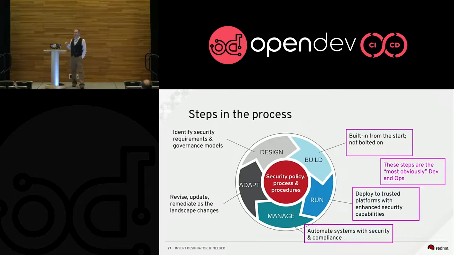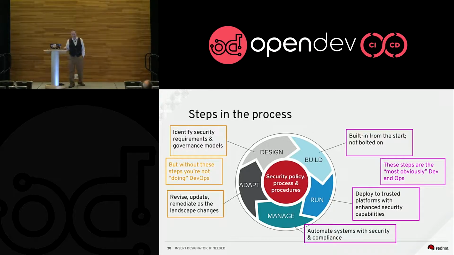These are the bits that I suspect most of us tend to think of as dev and ops, right? DevOps. They're build, run, and maybe manage. I would assert that if you're not actually doing the others as well, you're not really doing DevOps properly, because you're not really going around a cycle. You're just doing the interesting bits, which are the devs and the ops, right? But if you can't complete the circle, not just for functionality, but for non-functional pieces like security as well, and resilience, and all those other important things, you're not really doing it right, and you are going to have problems.